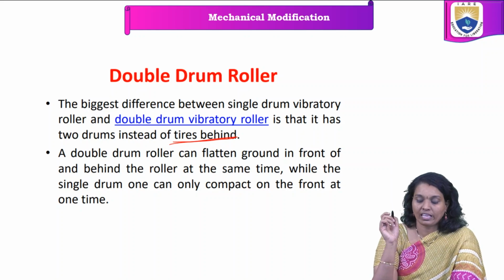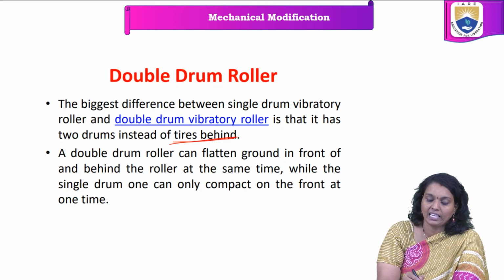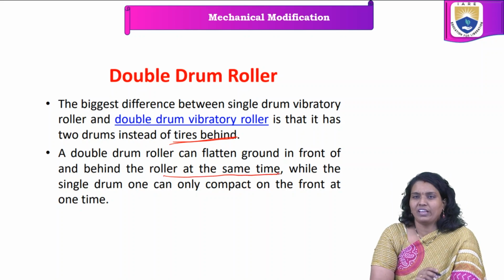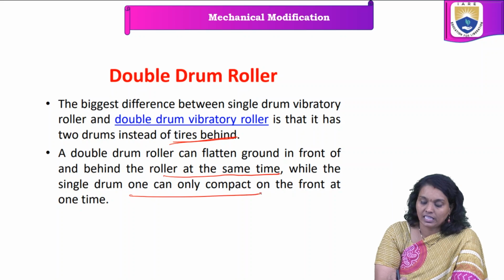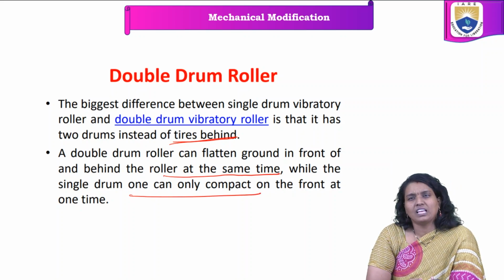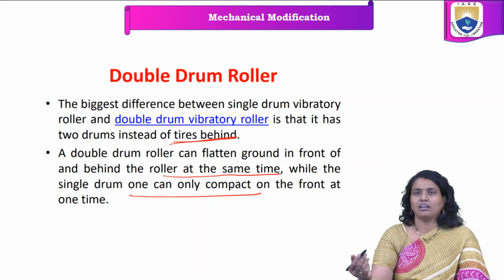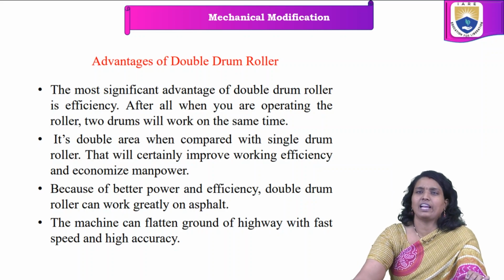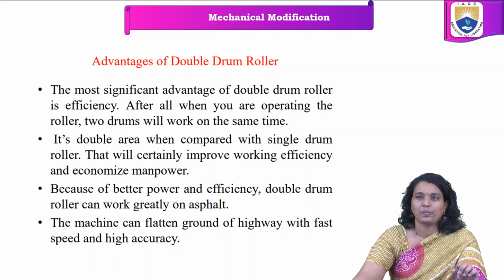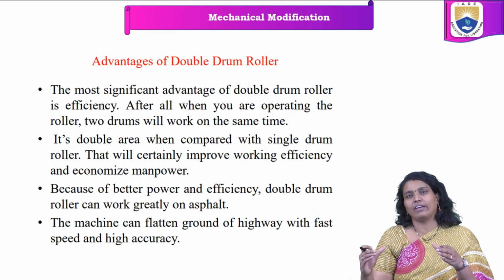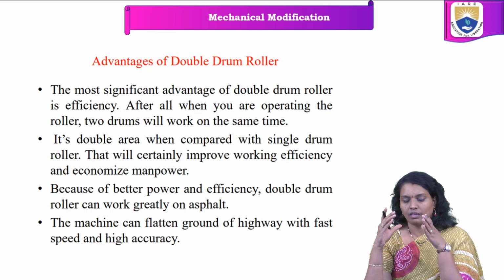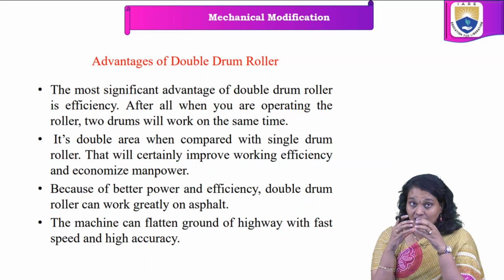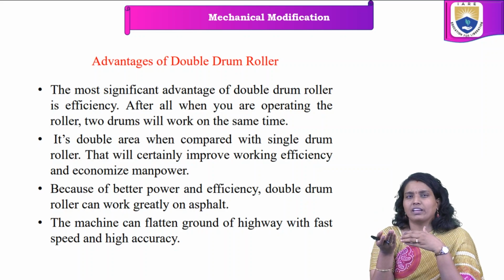So the double drum roller can flatten the ground in front of and behind the roller at the same time, which is not possible with a single drum roller. That is the major difference between the two. The most significant advantage is that it is very efficient, operating between two drums at a time. The work is done over a longer stretch and completes within the same time, so the work completed is doubled.